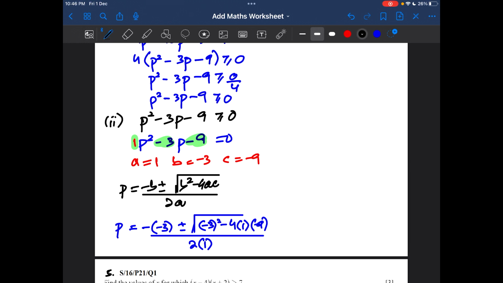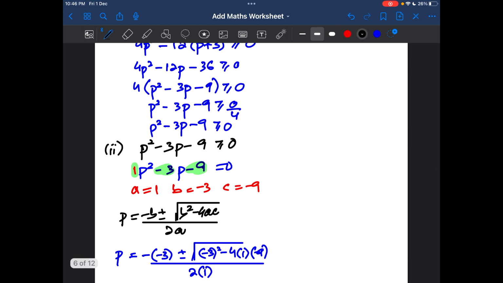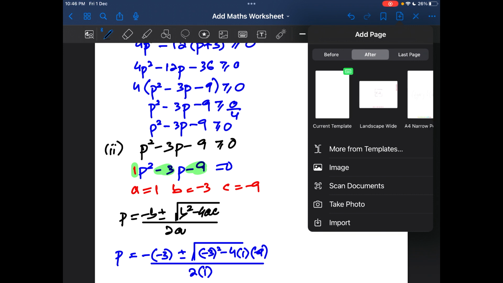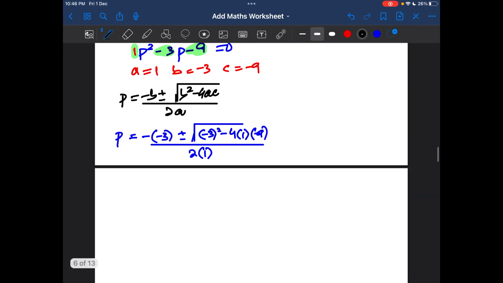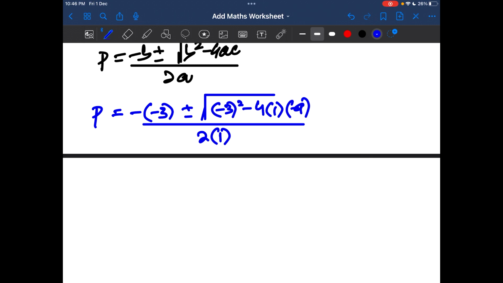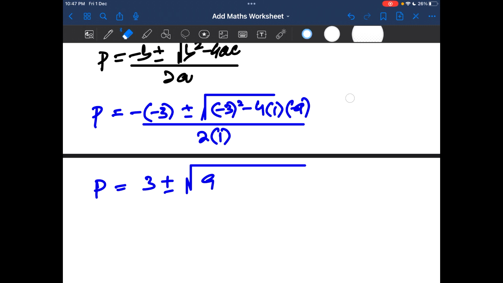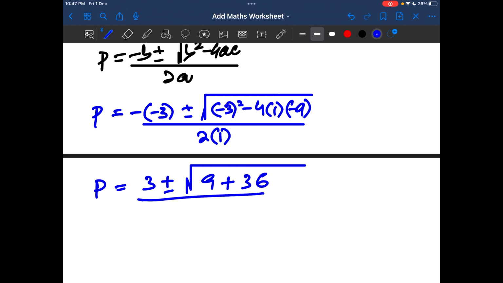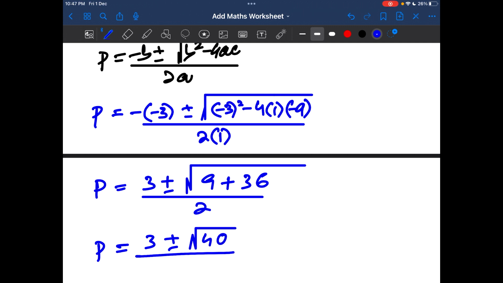Now since I got the values, I've put all these values here. Let's simplify it further. p is equal to minus minus 3 plus minus under root. Minus 3 squared is 9. Then minus 4 multiplied by 1 multiplied by minus 9 is plus 36. So 9 plus 36 gives under root 45... it is going to be 3 plus minus under root 40 upon 2.